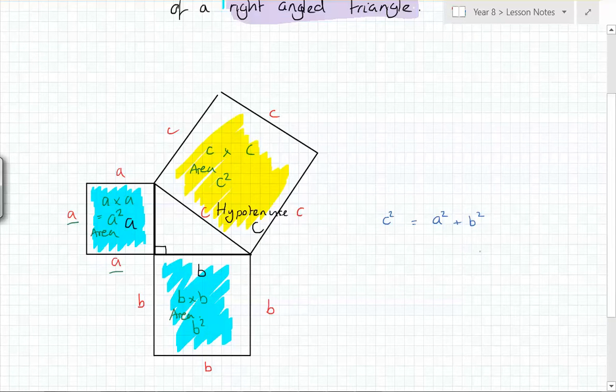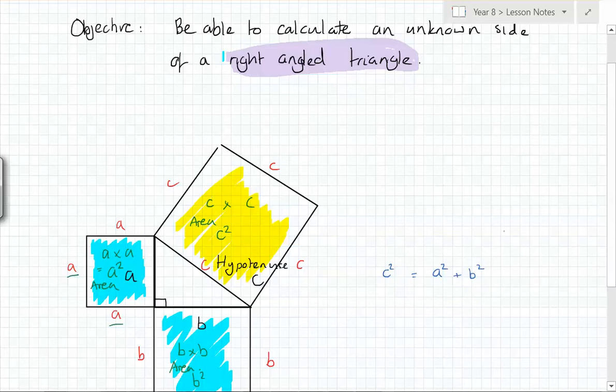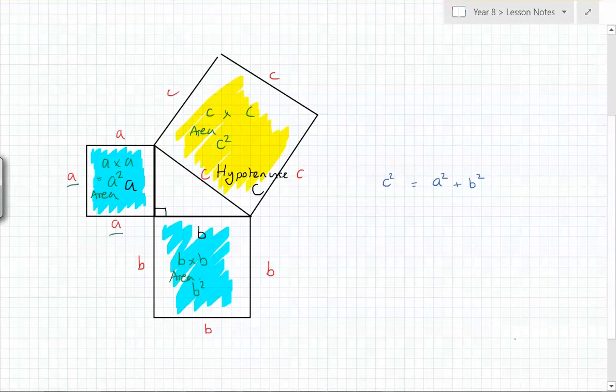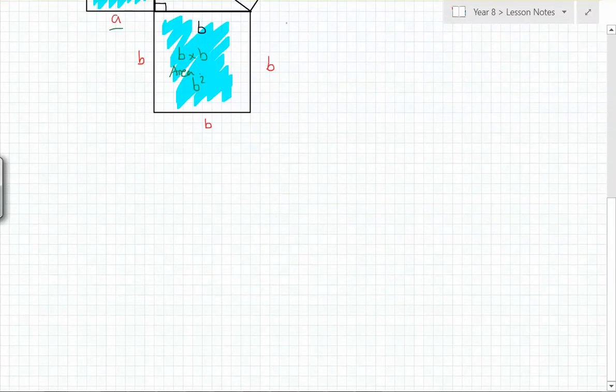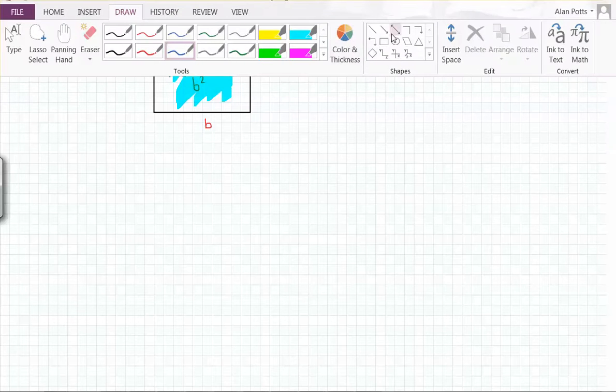We've just got to figure out how we use it now, right? So we can find the areas of squares. Brilliant. But what we actually want to do, looking back at our objective, is calculate a side of a triangle. And we don't necessarily want to have to draw all these squares. That was Pythagoras. He did that. We don't want to do it. So let's have a look at a problem that we can solve.